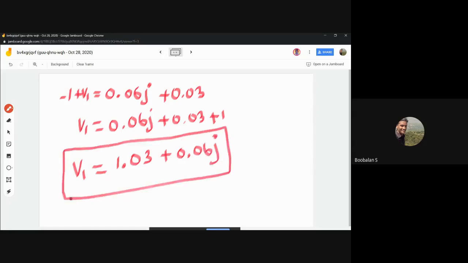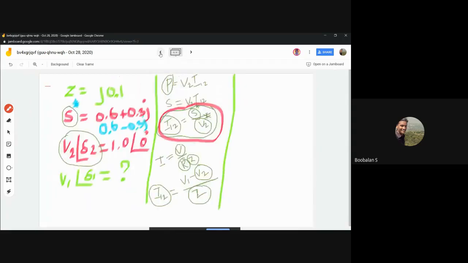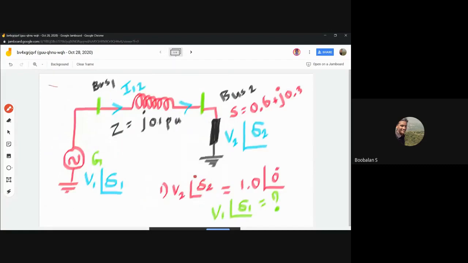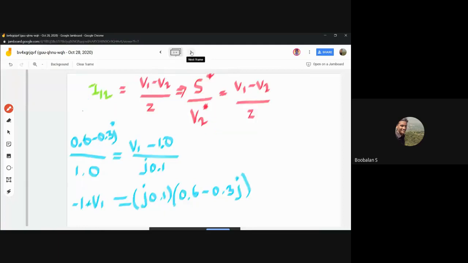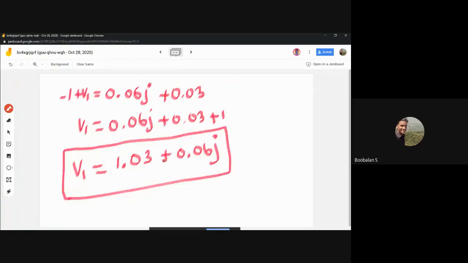In the given problem V2 is given, right? So definitely we can calculate V1, and it will be very easy. Simply by using Ohm's law we can calculate it, right? So V1 value is 1.03 plus 0.06j. Now we need to calculate the angle.